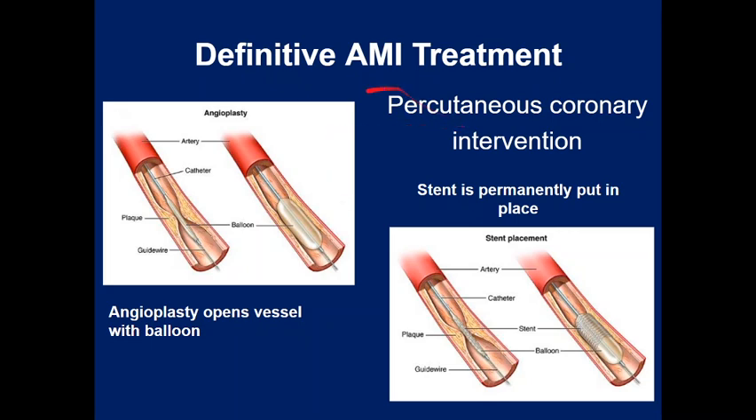So here's an example of angioplasty. That just means ballooning open the plaque, and then you can keep a stent in place to keep it permanently open. So if someone is having an MI, you can thread this guide wire balloon, open it up, put a stent in to keep the blood flow open.